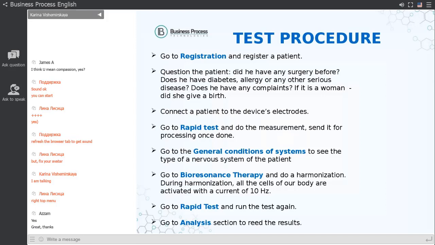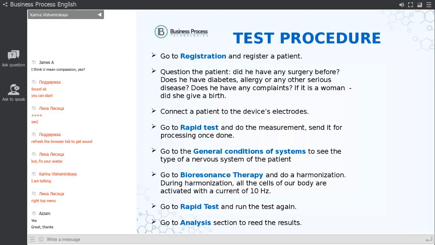How do we need to prepare ourselves and the person for the test? Let's see this test procedure. First of all, we need to locate ourselves at the table with the device. The best location of the patient is in front of the doctor. No one should sit or stand nearby the patient by his side. The patient and the doctor should be in front of each other.